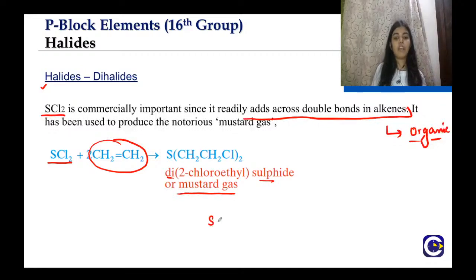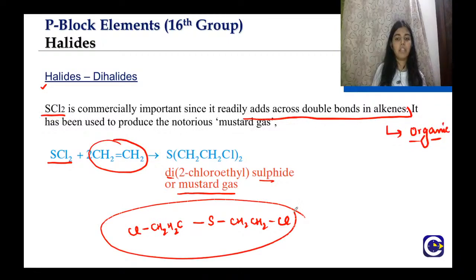What is the structure? S, with CH2, CH2, Cl on one side and CH2, CH2, Cl on the other. So this is known as the mustard gas. Okay.